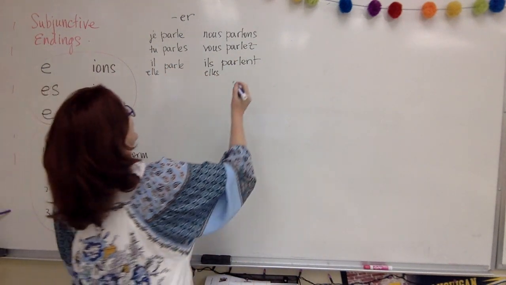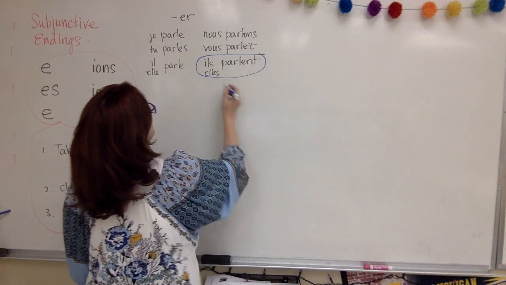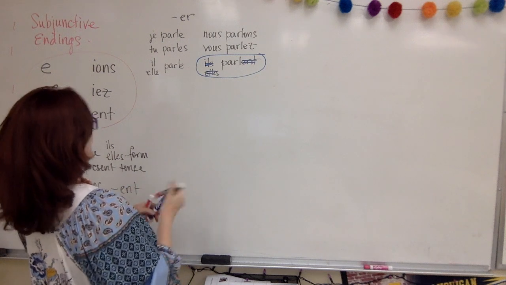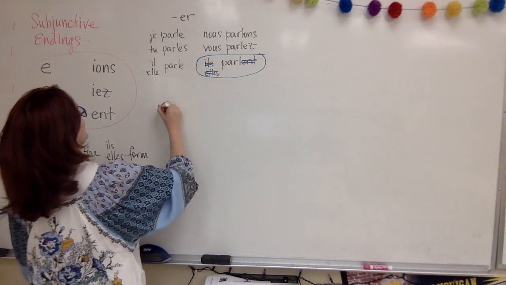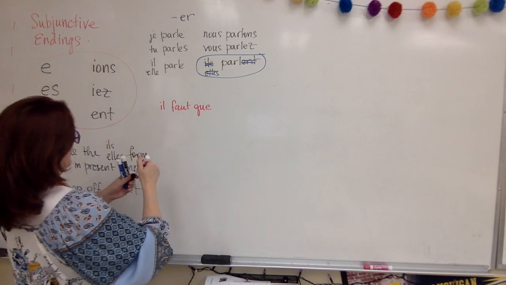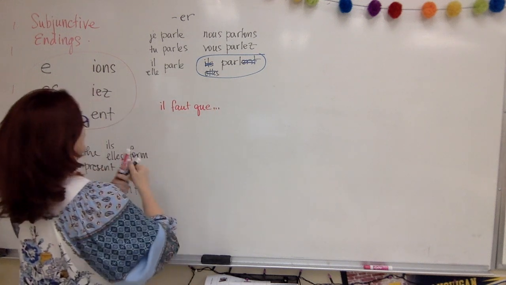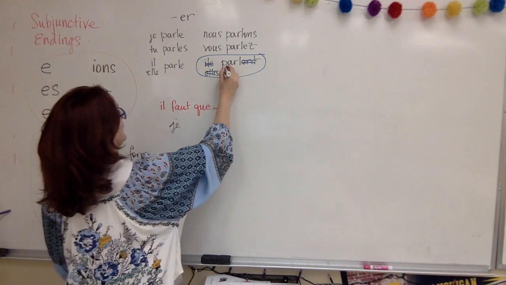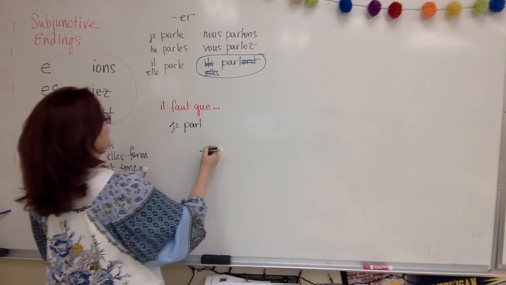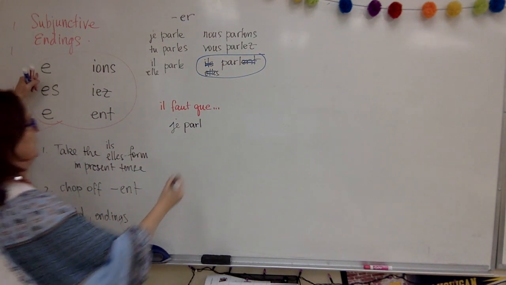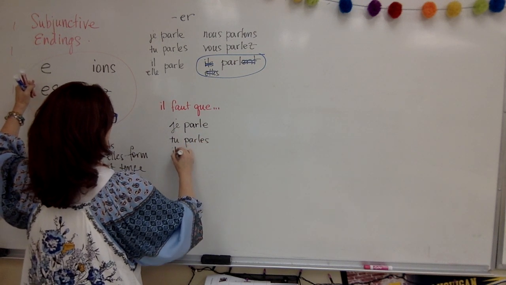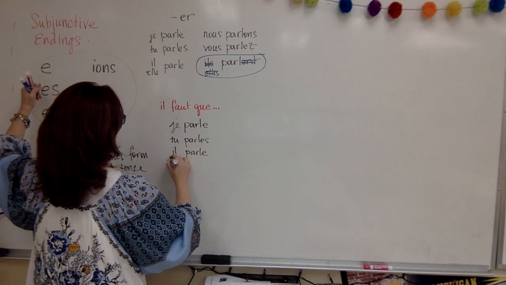Okay, so we have this form that we're going to be working with. We get rid of that, and we add the endings. So with the subjunctive, we can always start a sentence with il faut que, because that's a subjunctive trigger. Il faut que je parle. What are we going to use? Well, we're going to use this ending. Il faut que je parle. Il faut que tu parles. Il faut qu'il parle. Qu'elle parle.